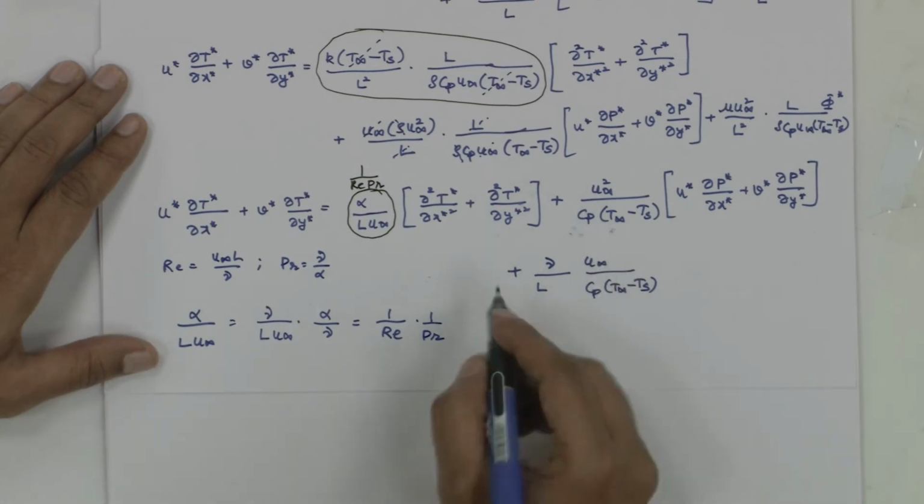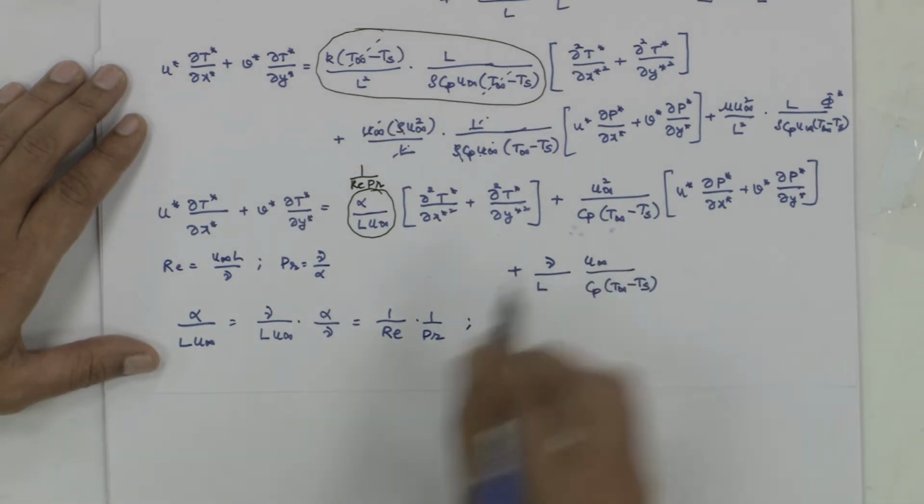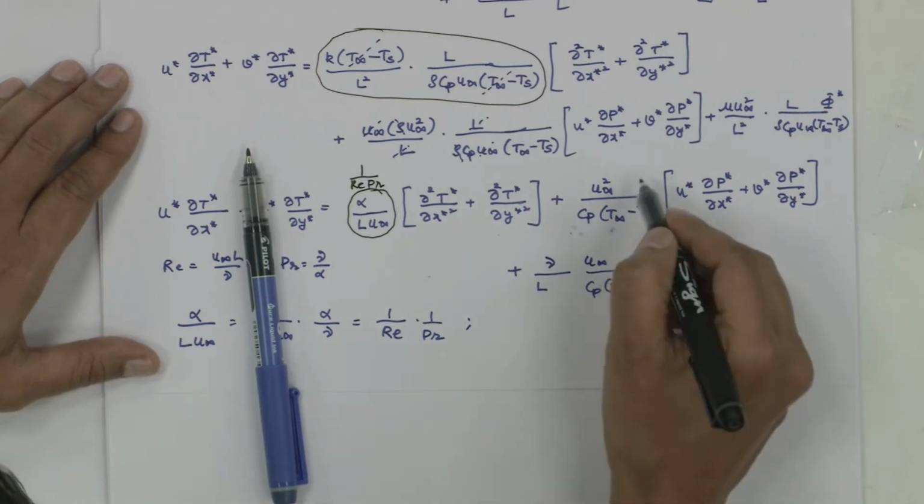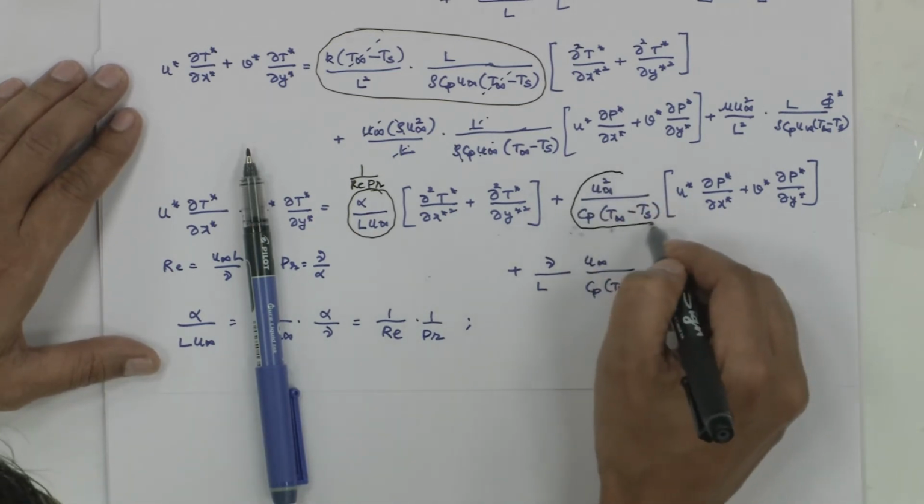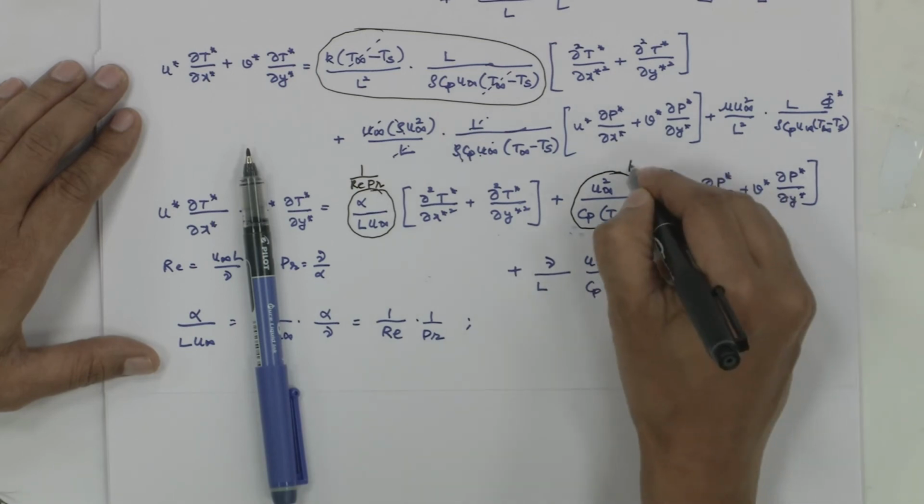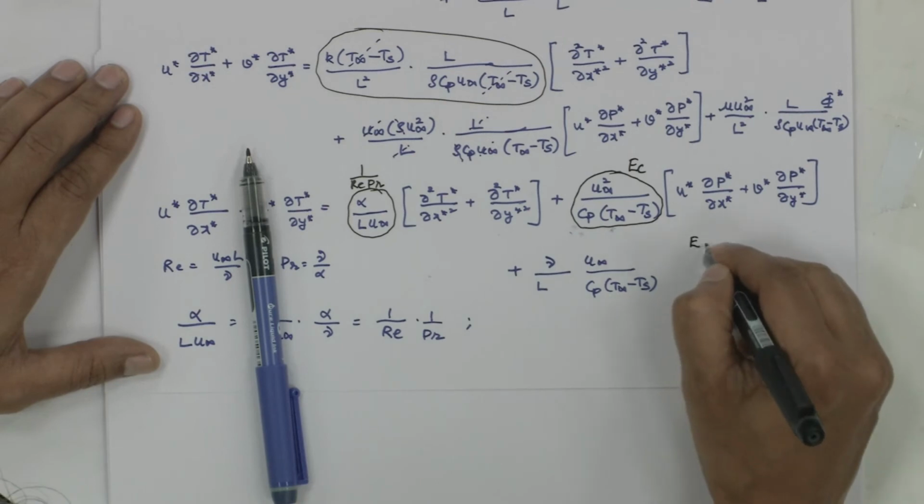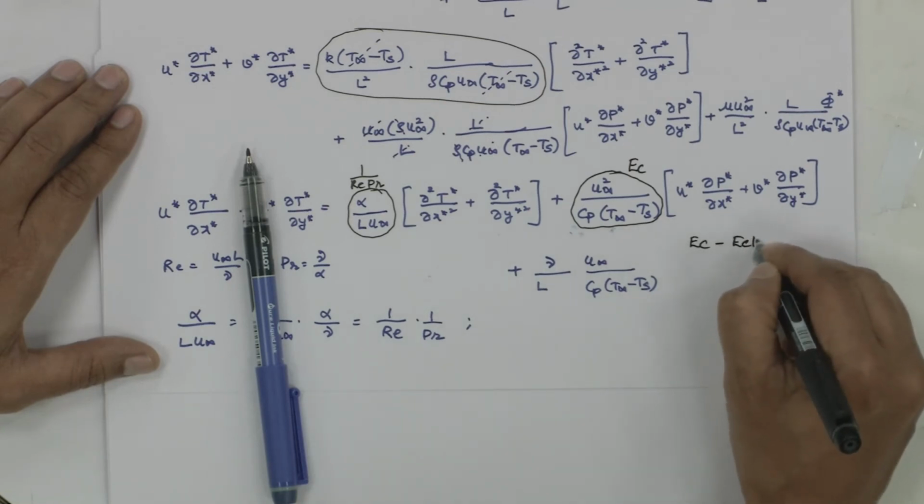Now, let us take up the next term. This u infinity squared by Cp into T infinity minus Ts is defined as the Eckert number. Within a few minutes, I am going to tell you what its physical significance is. Ec means Eckert number.